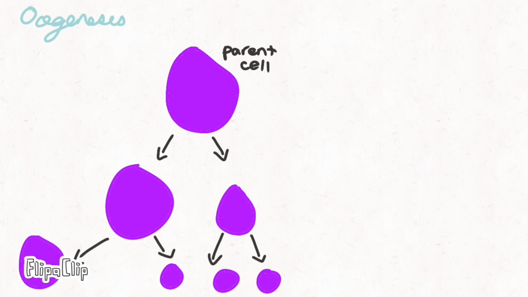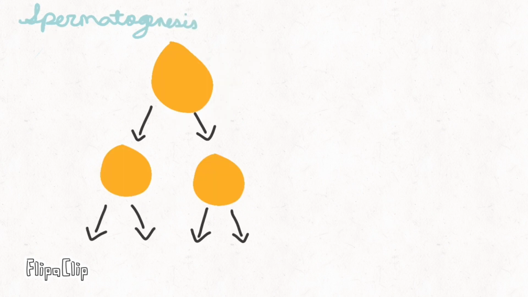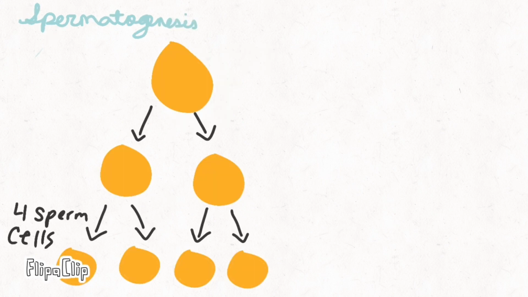In oogenesis, unequal division of the cytoplasm results in the creation of 1 functional egg cell to be used for reproduction and 3 polar bodies that will shortly die off. Finally, in spermatogenesis, equal division of the cytoplasm results in the creation of 4 functional sperm cells to be used for reproduction.